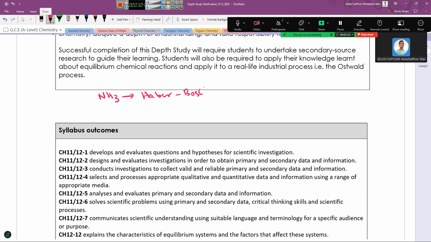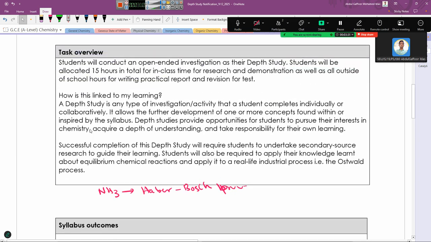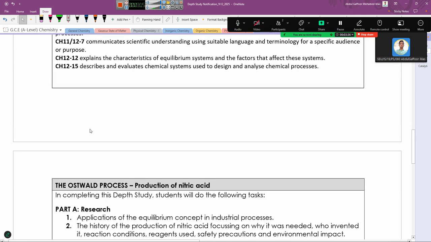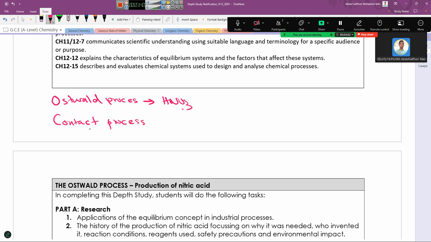the Haber-Bosch process, right? Now this is what we have to study for this in-depth study. And we also have to study the Ostwald process. What do you manufacture using the Ostwald process? You manufacture HNO3, nitric acid, right? And we have the contact process. These are famous industrial processes. Do you have any idea about the contact process? What do we manufacture using the contact process?